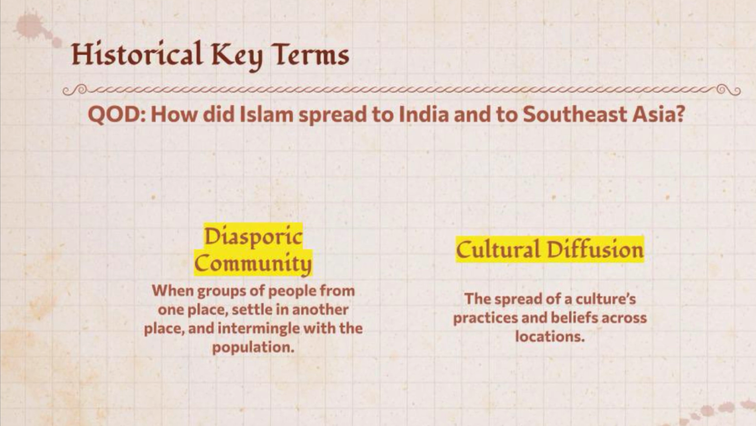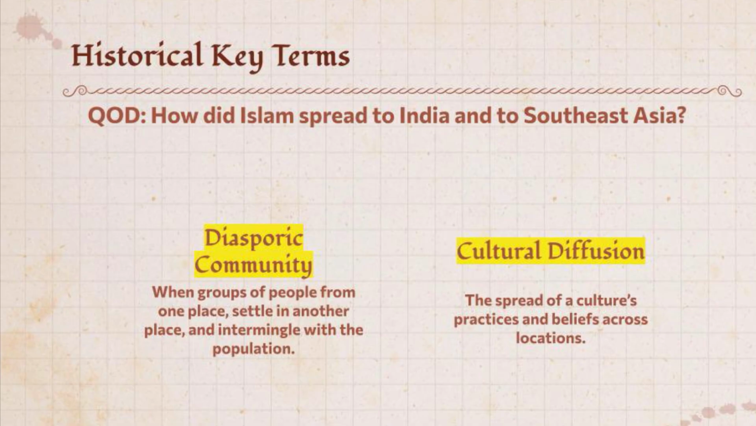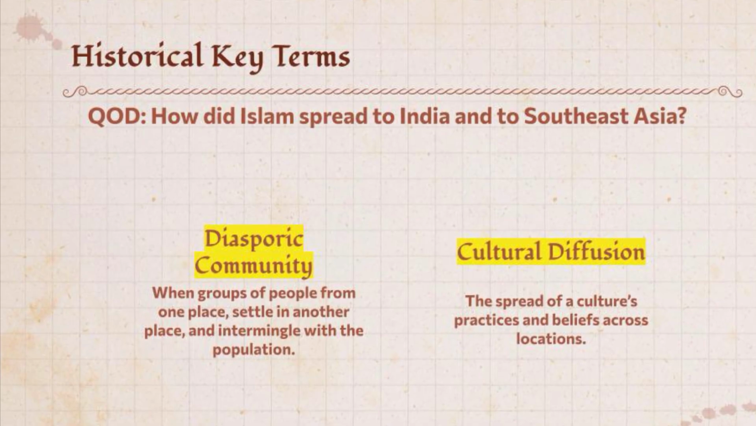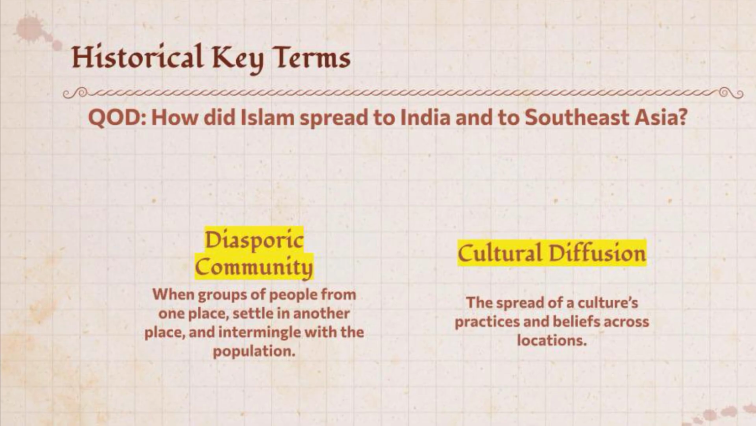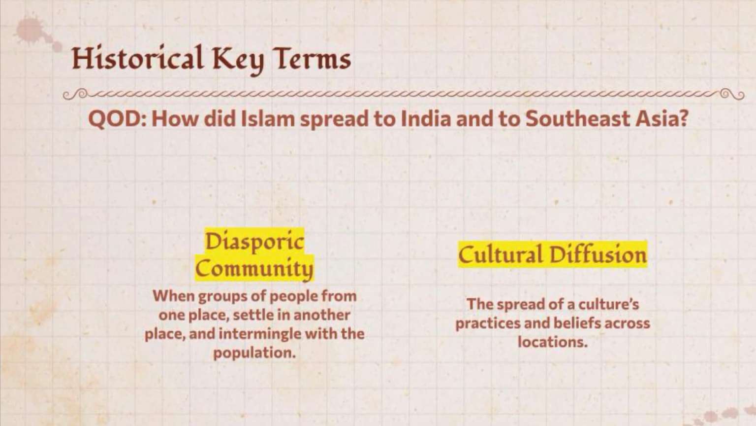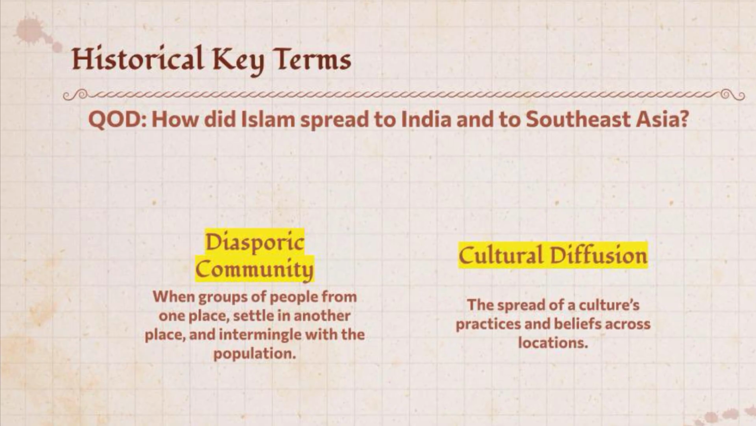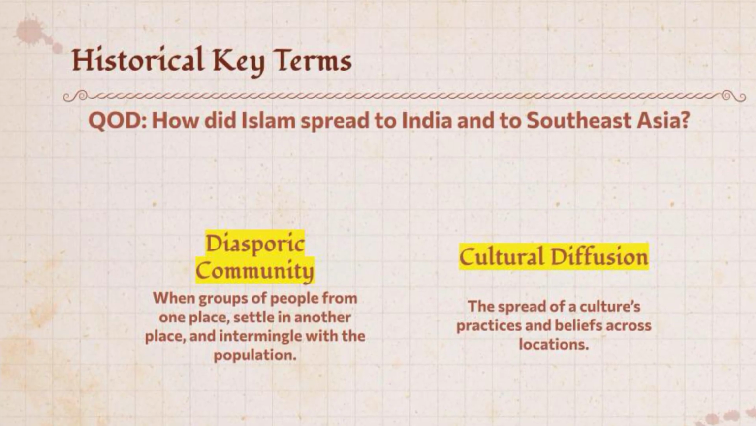So the first term, diasporic community. This is when groups of people from one place settle in another place and basically intermingle with that population. And we see this a lot when people from Arabia, people from Persia are settling in places like India and influencing that population, right? So it's the spread of culture eventually.